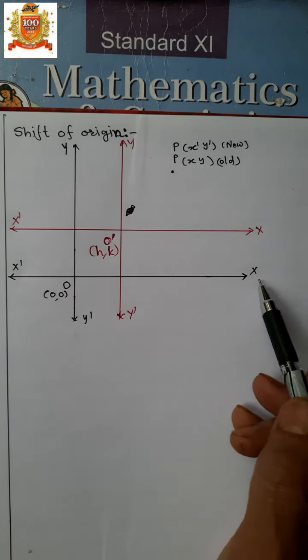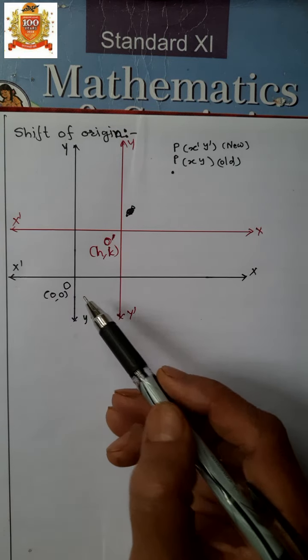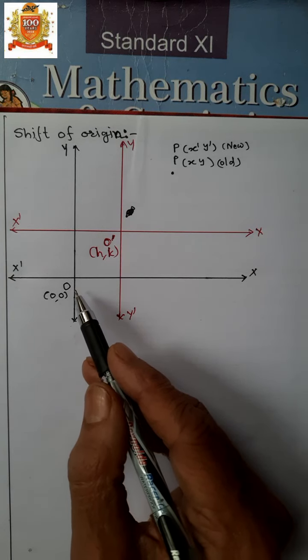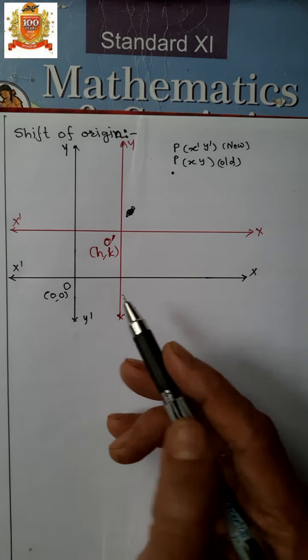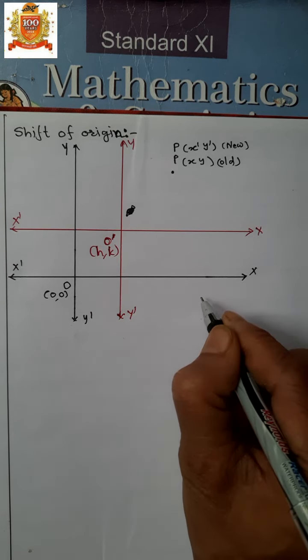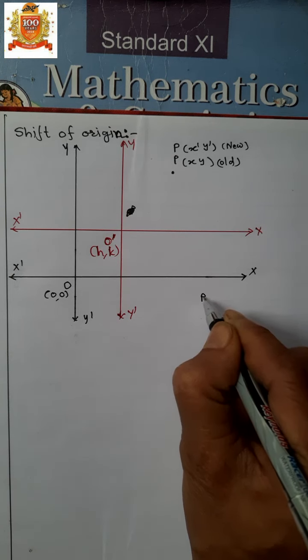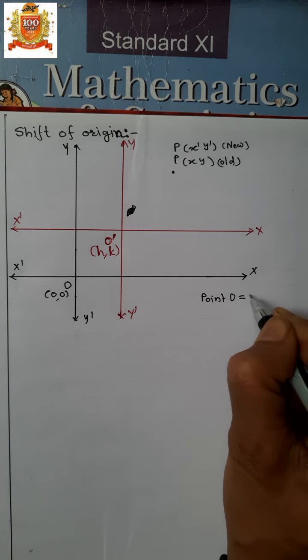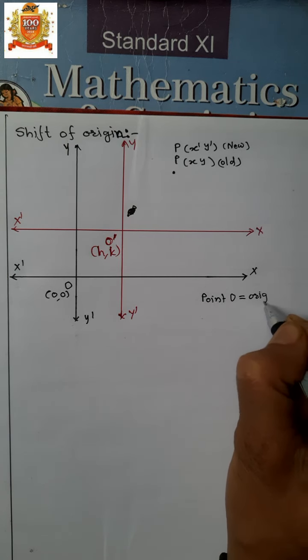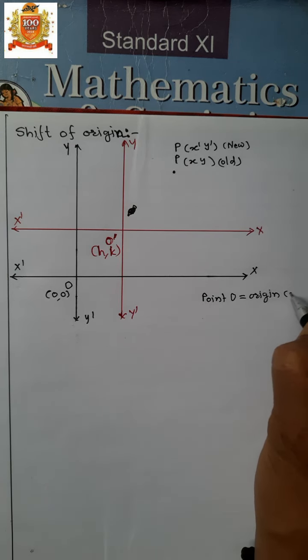This is the x-axis, this is the y-axis. The intersection of the x-axis and y-axis is point O. Point O is called the origin.